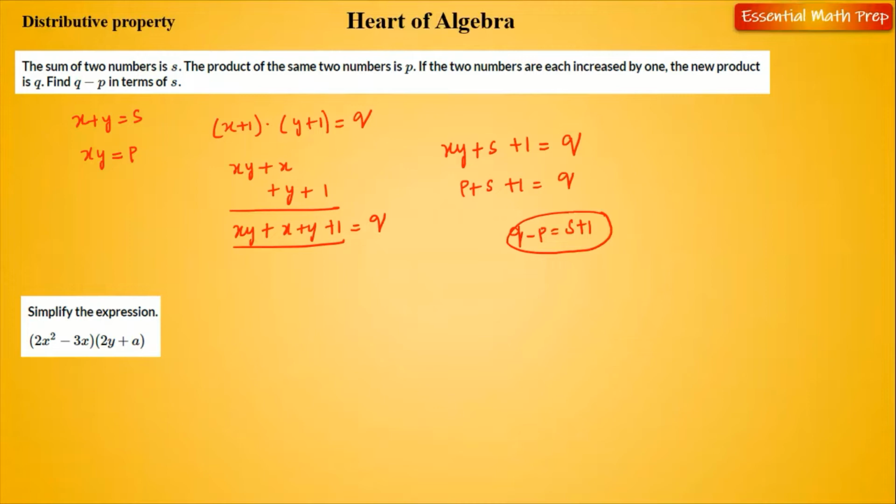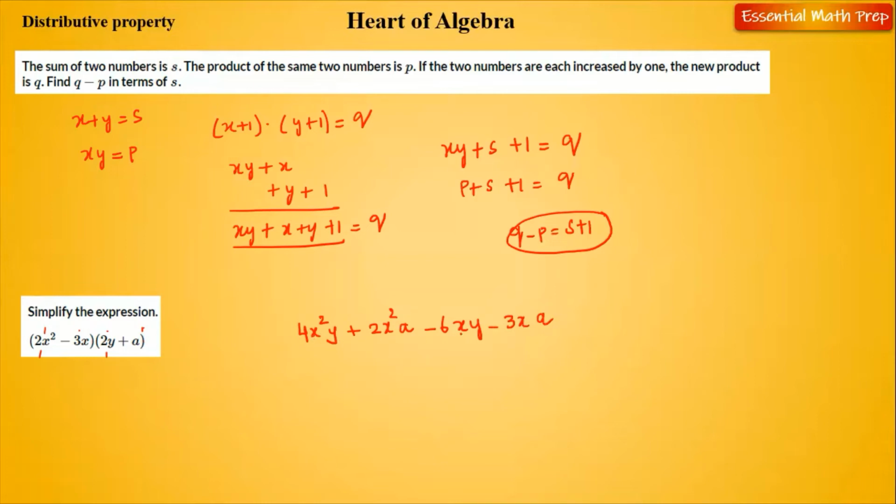All right. Now, simplify the expression is the most fundamental way of how you apply the FOIL method. So you multiply the first two terms, so it'll be 4x squared y, right? We are multiplying this and this. Then we multiply this and this, which gives us 2x squared a. Then we multiply this and this, which means that will be negative 6xy. Then we multiply this and this, which would be negative 3xa, right?